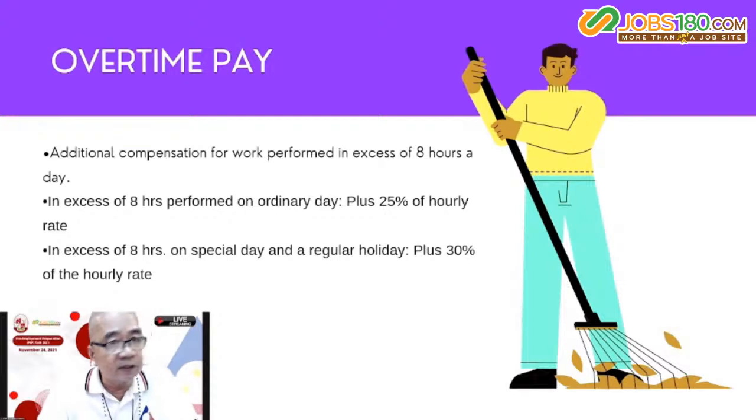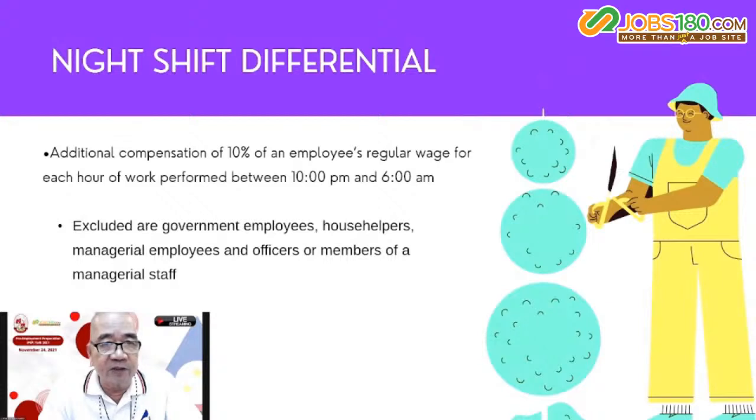With regards to overtime, it is an additional compensation for work performed in excess of 8 hours a day. If you are required to work more than 8 hours, you will receive an additional 25% of your hourly rate. In excess of 8 hours on a special day, 30% should be given to you of your hourly rate. The night shift differential is an additional compensation of 10% of an employee's rate for work performed between 10 p.m. to 6 a.m. There are some exemptions, like government employees, house helpers, managerial employees, and officers or members of a manager's staff.